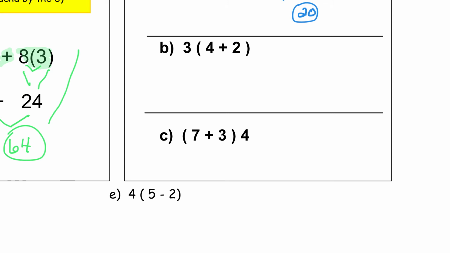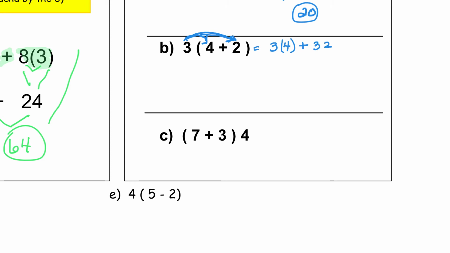Now let's look at letter B. 3 times 4 plus 3 times 2. So you're going to distribute the 3 on the 4. So that means 3, and you're jumping over the parentheses, so that means multiply. Put the parentheses in. 3 times 4 plus, now the second number, 3 times 2.